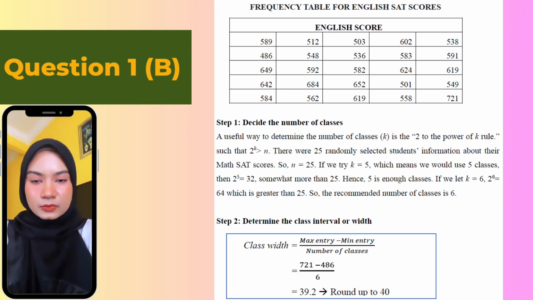Next, in step 2, I should determine the class interval or width. Use the formula of class width equal to maximum entry minus minimum entry, divided by the number of classes. So, 721 minus 486 divided by 6 equals 39.2, and the number should be rounded up to 40.